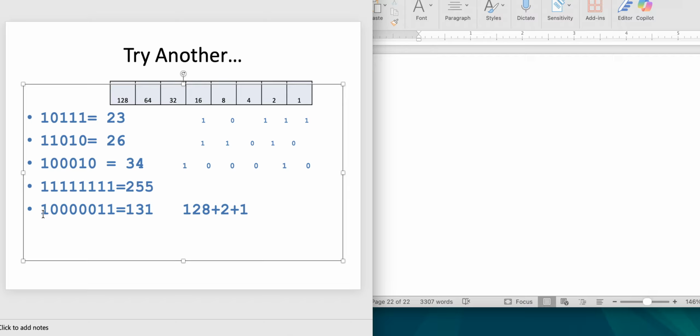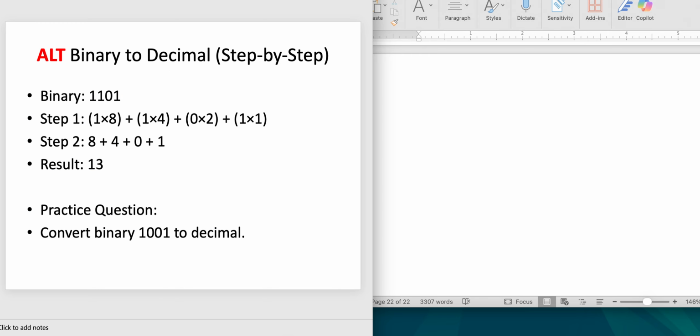And then finally, 1, and then all zeros except the last 2 are number 1. So we have 128 plus 2 plus 1. So it's 128 plus essentially 3, and that's going to be 131. This is an alternative way to do it, and that's fine.